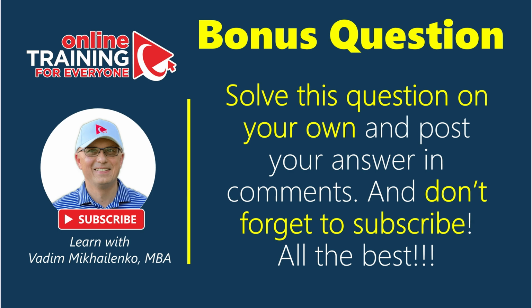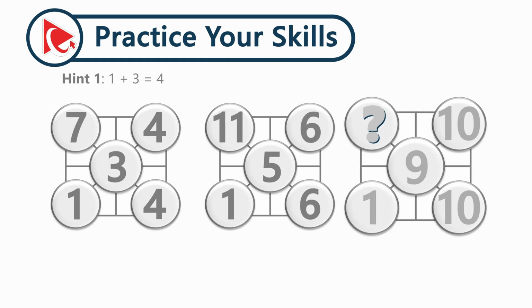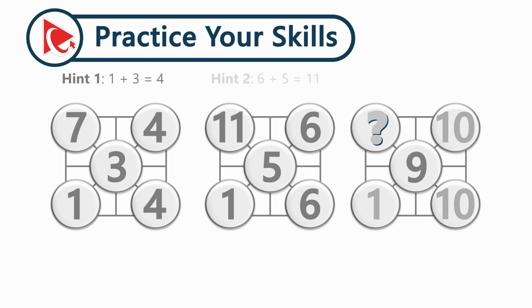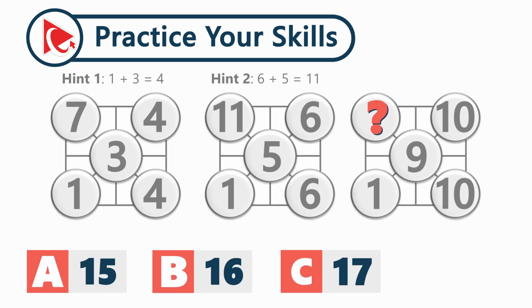Here's the question for you to tackle. The first shape has number 3 in the middle and numbers 4, 4, 1, and 7 on the outside. The second shape has number 5 in the middle, and then numbers 6, 6, 1, and 11 on the outside. And then the third shape has number 9 in the middle, and then numbers 10, 10, 1 on the outside. And then comes the missing number, which you need to calculate and select out of 4 possible choices. Choice A, 15, choice B, 16, choice C, 17, and last but not least, choice D, 19.